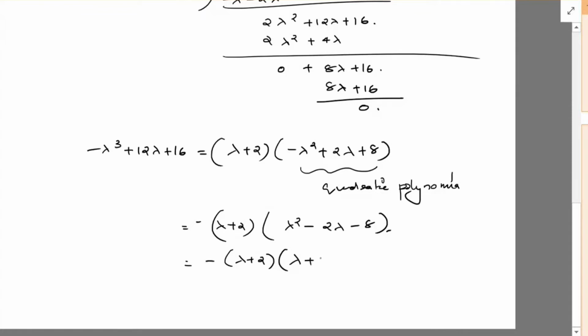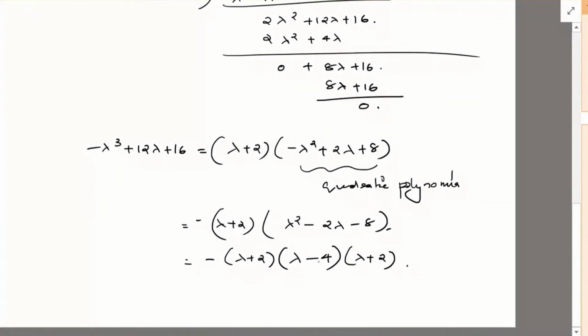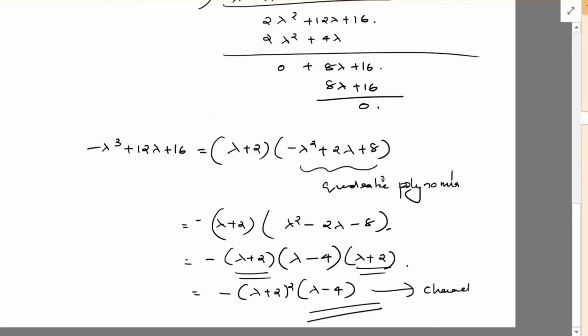Lambda plus 2, which one? The product is minus 8 and the sum is minus 2. It will be minus 4 and 2. So it can be written as lambda minus 4 into lambda plus 2. So it is actually lambda plus 2 into lambda plus 2, which is lambda plus 2 the whole square into lambda minus 4. That is our characteristic polynomial.